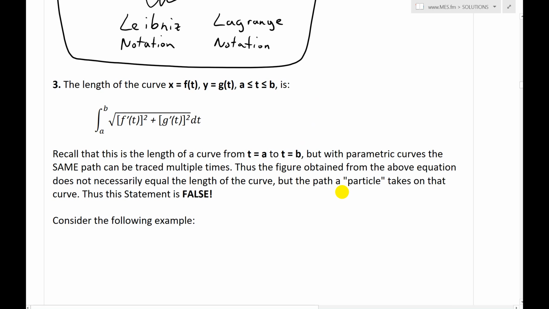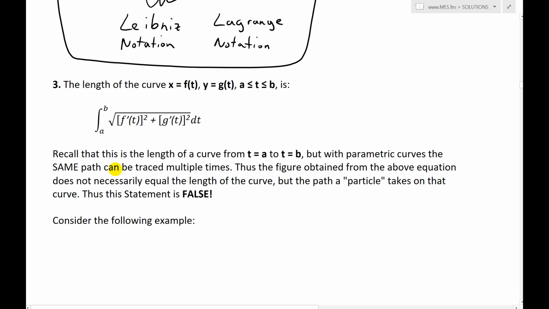Then it states the length of the curve x equals f of t and y equals g of t, where t is between a and b. It's another parametric equation, this one right here: the integral from a to b of the square root of the square of f prime of t plus the square of g prime of t, dt.